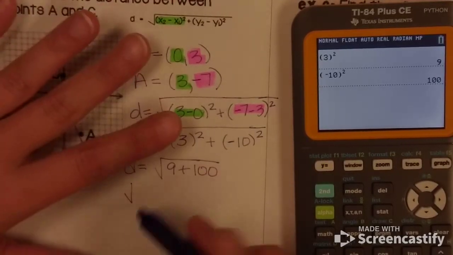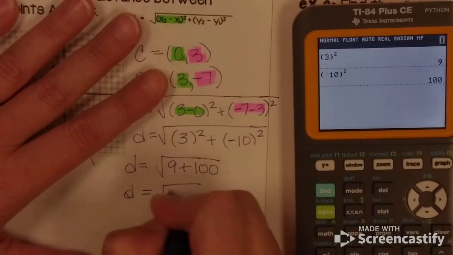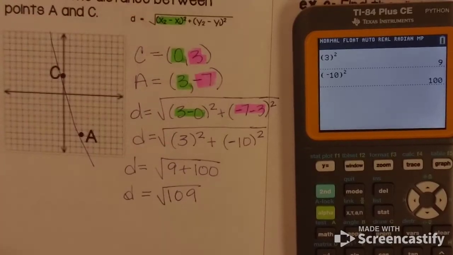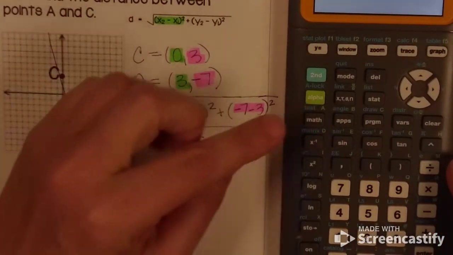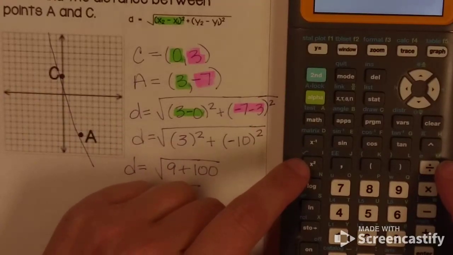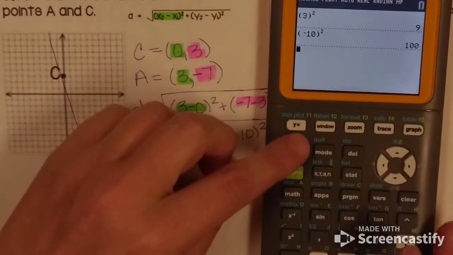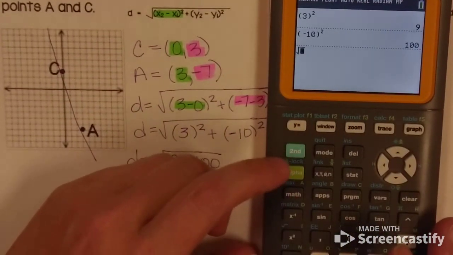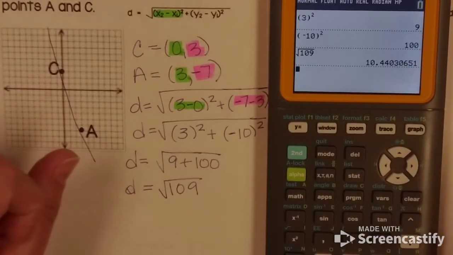And then the last step is to combine those. 109. Now you can go to your calculator and you can find the square root of 109. It's right here above the little x squared button. There's a little square root and it's in blue. So you're going to push second square root and that pulls that up and you can type in 109. And when you do that, you get a big long decimal.